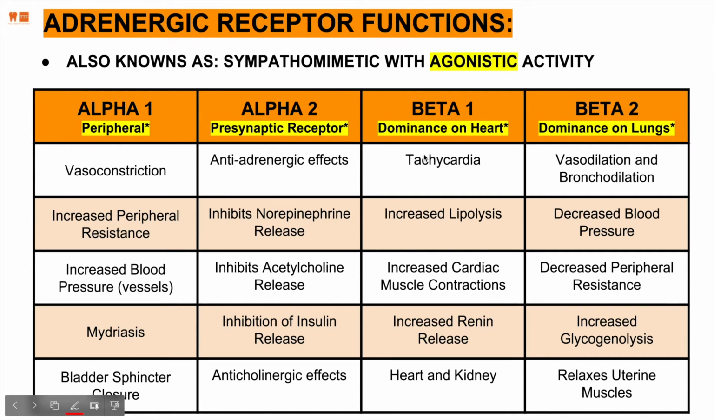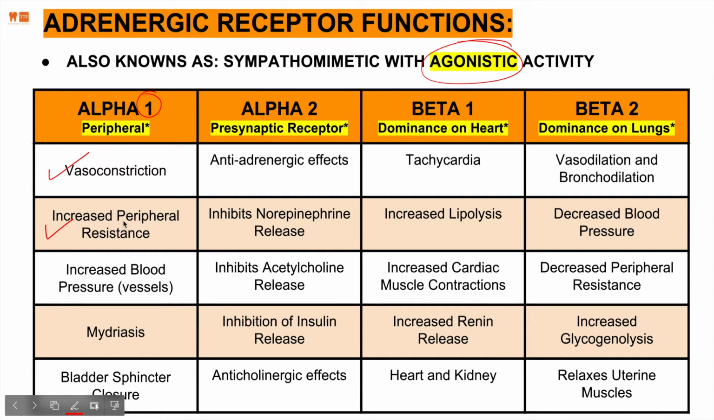That can help us understand the drugs that are coming in the following slide. So when alpha-1 is activated, what happens? In the agonistic activity, what happens? Well, alpha 1 is peripheral. Just remember that. Peripheral. Alpha 1 is all periphery. It can cause vasoconstriction in the periphery.